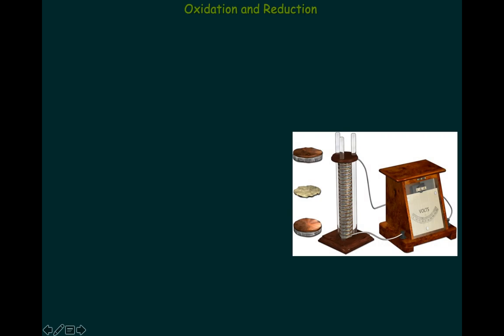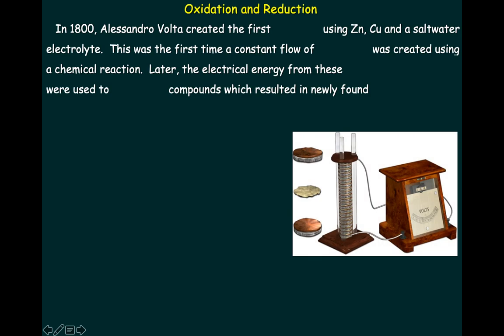All right, so in the beginning, we take a look at the terms oxidation and reduction, and we start by going way back in time to 1800, when Alessandro Volta created the first battery. Again, a battery is a device that produces electricity. He did this using zinc, copper, and salt water. He soaked tissue paper in salt water, and then he had these stacked zinc and copper discs, and he would pile them up and alternate the zinc, the copper, the zinc, the copper, with salt water in between them.